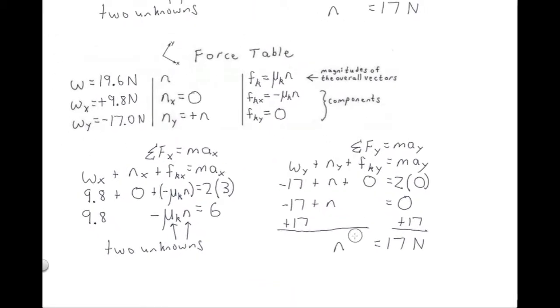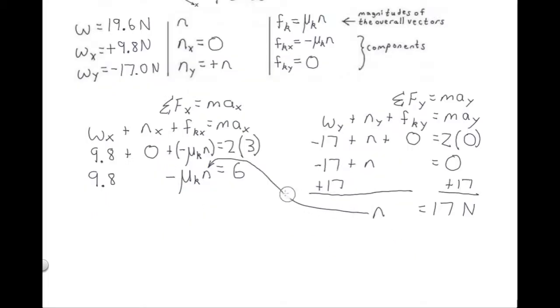Well, now that we've finished with the Newton's second law y equation, the logical thing to do is to substitute this value for little n into the Newton's second law x equation to reduce the number of unknowns. We're making this substitution. For little n, we're going to substitute 17. And now notice there's now only one unknown. There's only one unknown left in the x equation, mu sub k. Now that we're down to only one unknown, we're ready to solve the x equation for mu sub k.